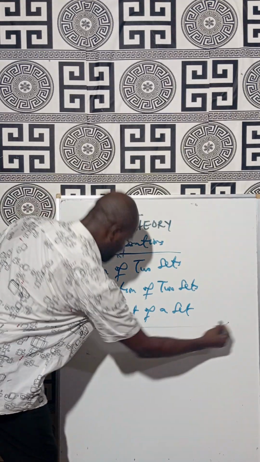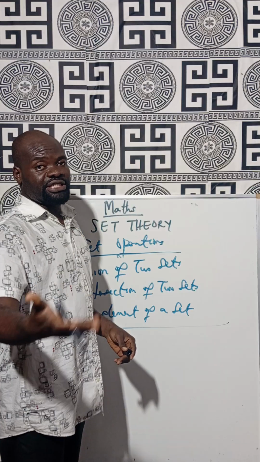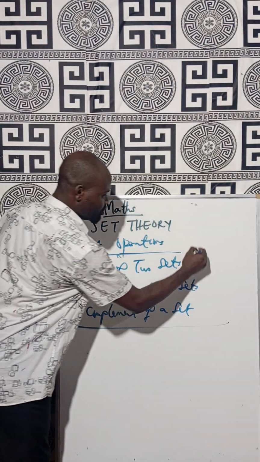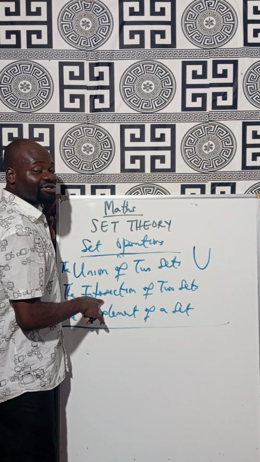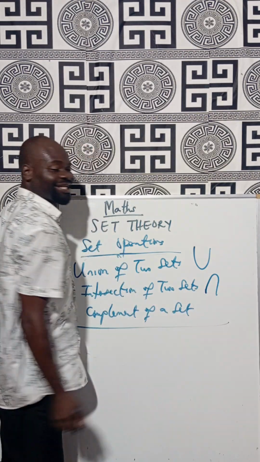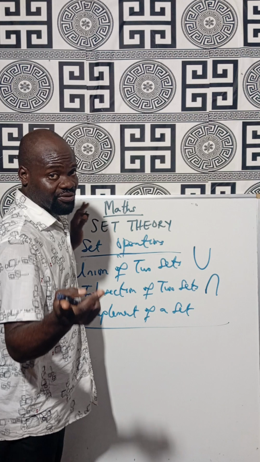Now, union. Like I told you before, each of these subtopics has its own symbol. The symbol of union is U. U for union, you can see. Now, intersection is like the opposite. Just turn this one upside down. Intersection, you can see.